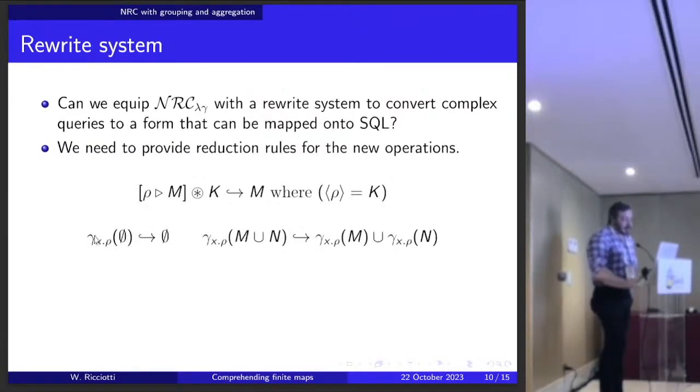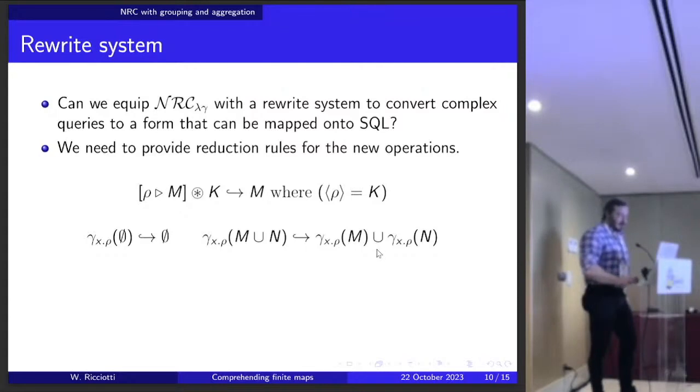Grouping operations also have nice properties. Grouping over an empty map gives you an empty map. Grouping over a union map gives you the union of the maps. And here I want to spend a second saying that in this case, well, this union clearly is not the union of collections, it's the union of maps, in a certain sense, of functions. So what does it mean?